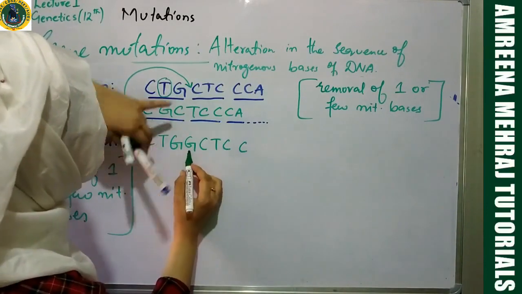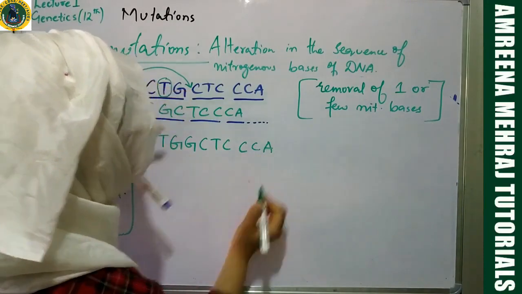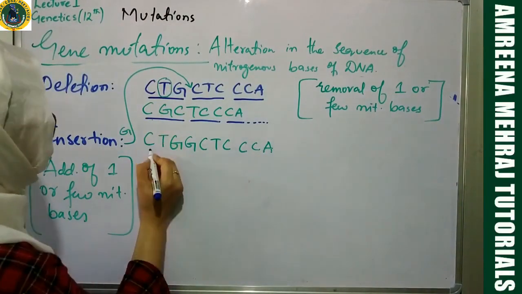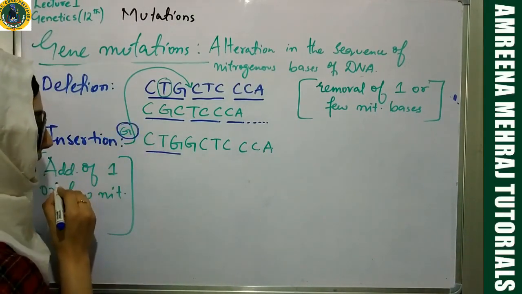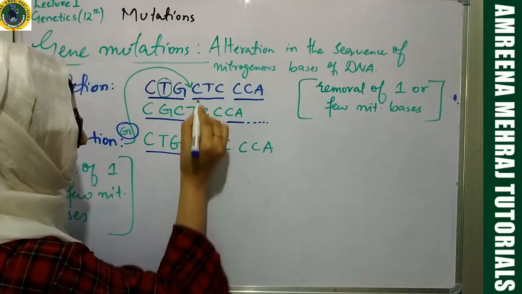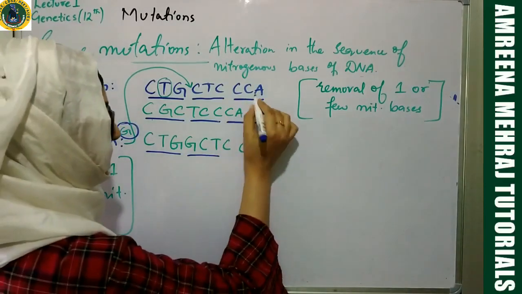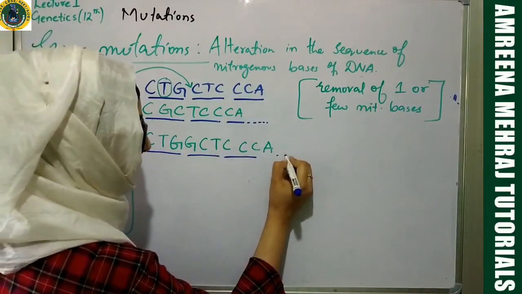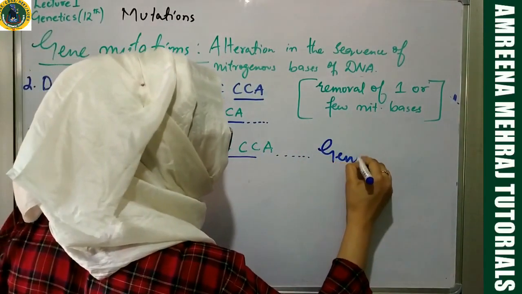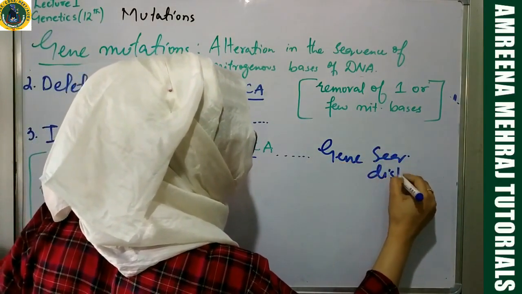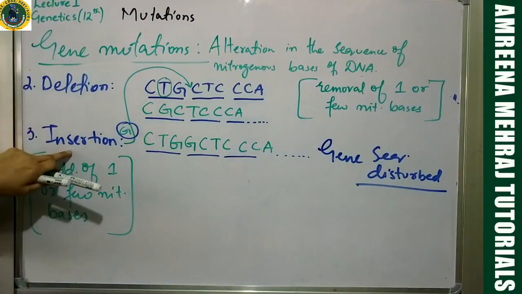Then you have C, over here G, then it was C, T, C, then C, C, A. See now what has happened to the sequence? CTG is as such. This is the new base which was added, G, which I added over here in case of insertion. Now the new sequence, it was to be CTC, now it is GCT. Third was supposed to be CCA, now it is CCC. Same way other sequence will also be disturbed. That means the entire gene sequence gets disturbed in case of both deletion and insertion.